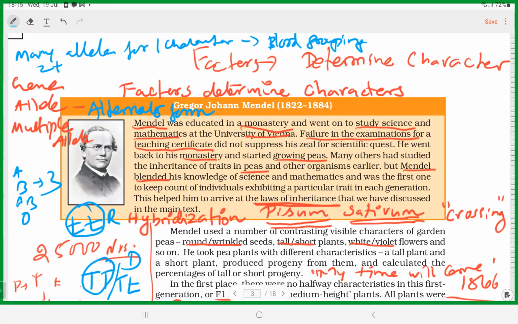Which one? Dwarf, short. Dwarf means short. Dwarfism. What is gigantism? Gigantism, a terribly big size comes, giant. Dwarfism, shortness.